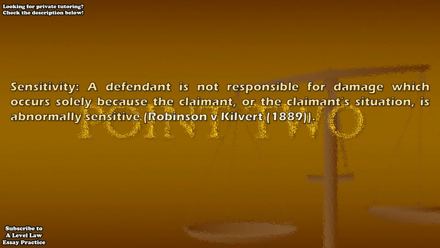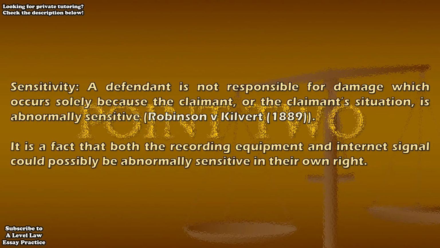For sensitivity, the defendant is not responsible for damage which occurs solely because the claimant or the claimant's situation is abnormally sensitive. This is applicable to the fact that both the recording equipment and the internet signal could possibly be abnormally sensitive in their own right. This is something which ABC Rail needs to prove before it can get away from being sued for private nuisance.